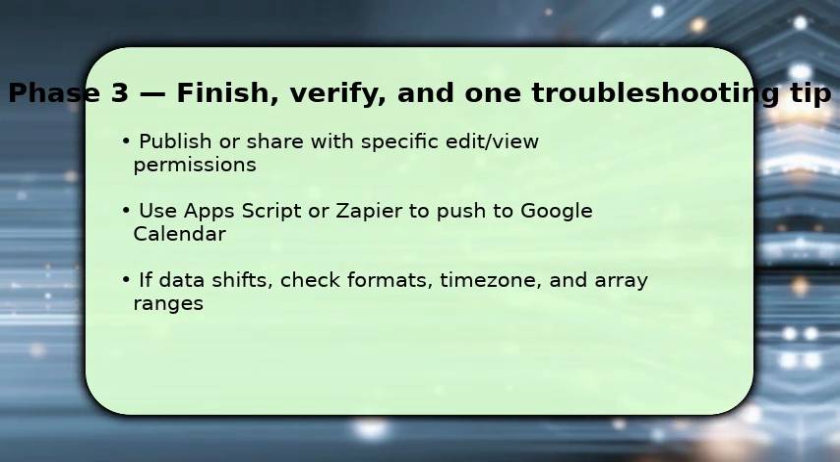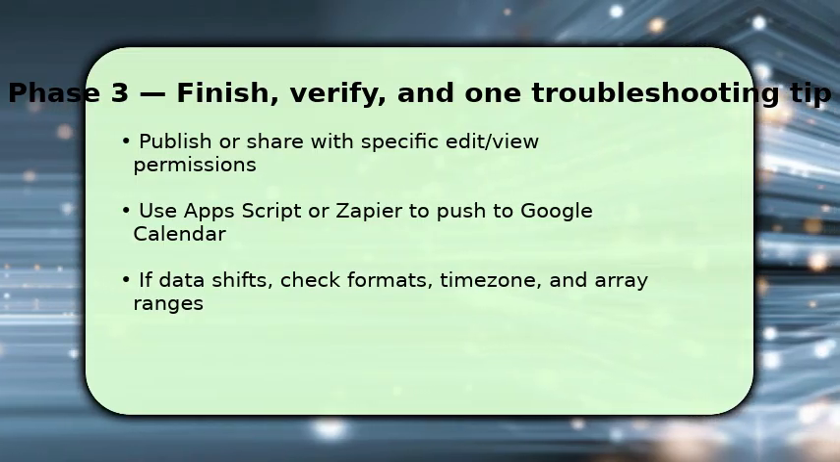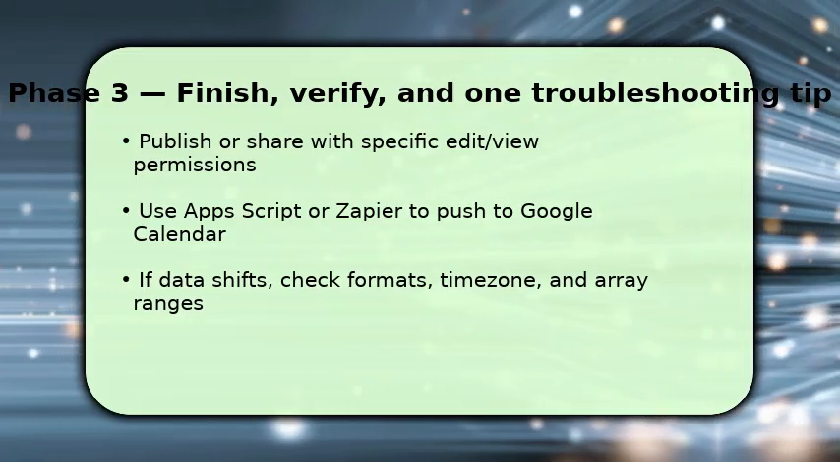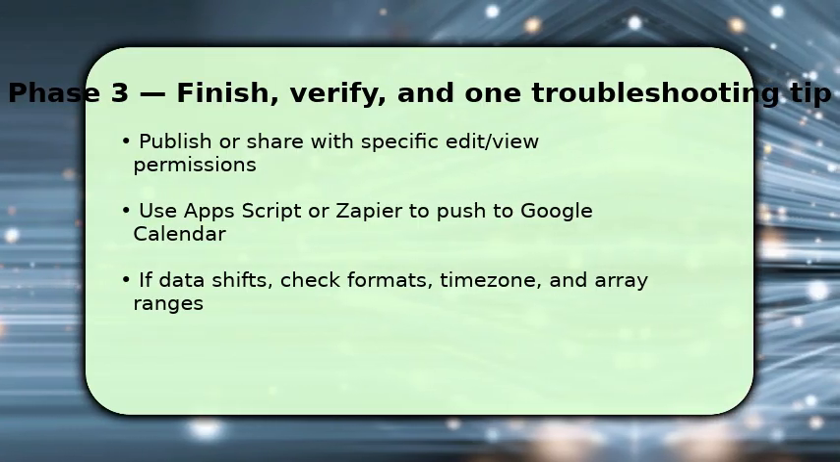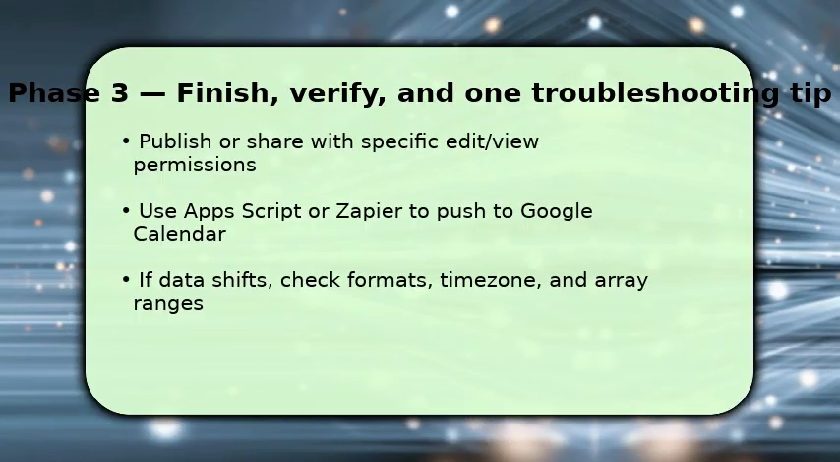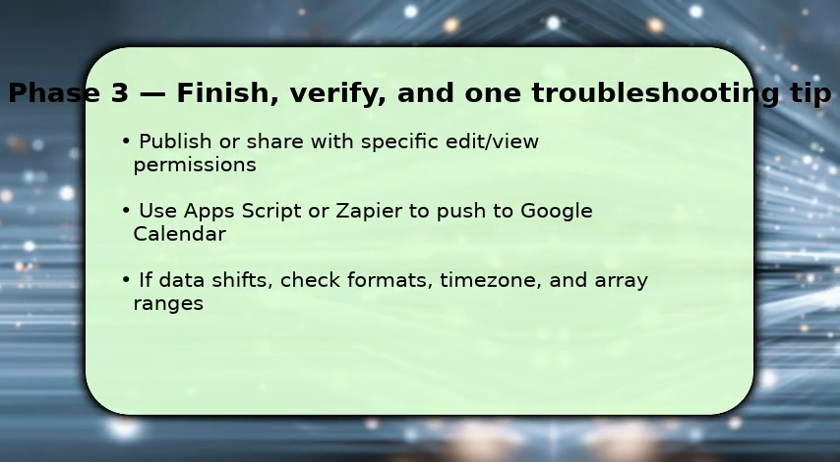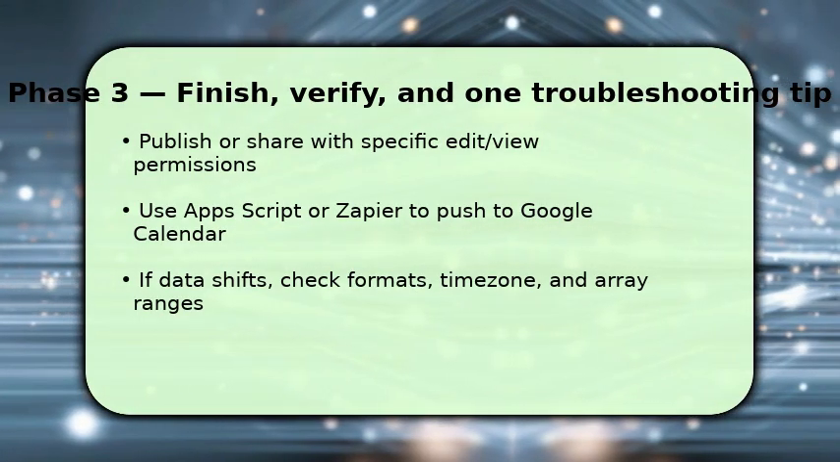If you want events in Google Calendar, connect with AppScript or Zapier to push rows as calendar entries. Test with one event first. If something breaks, check 3 things: cell formats, your time zone settings, and that array formula ranges didn't shift. Fixing those results.